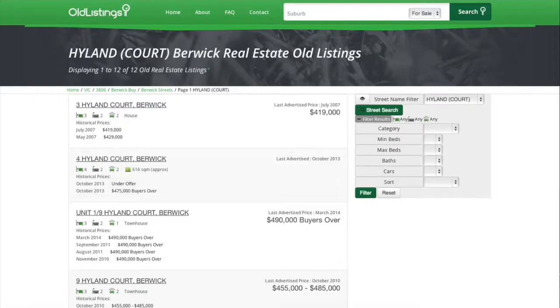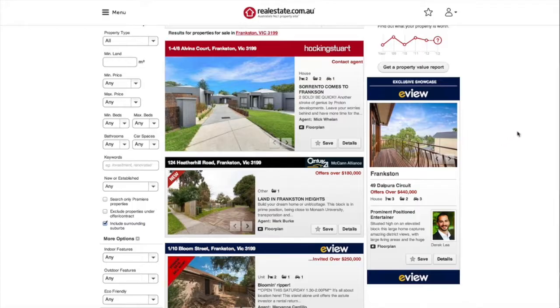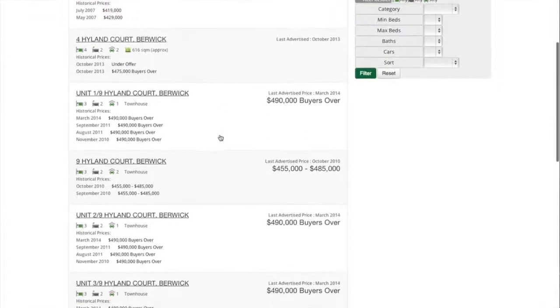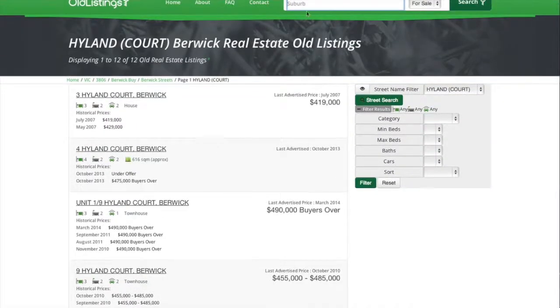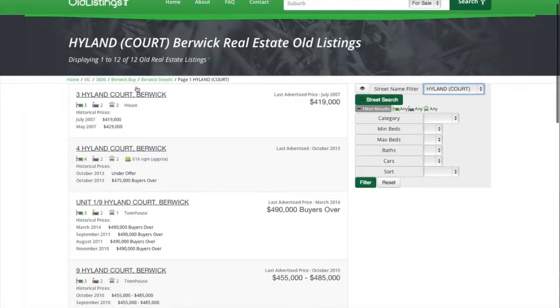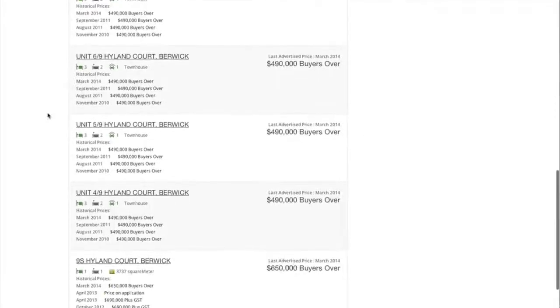Oldlistings.com.au is an excellent site. It helps me find out what happened in a particular street. I could put in the address or the suburb. For example, I found a property on Hayland Court in Berwick that I was looking at. It's got plans and permit for 7 townhouses. I put a street name filter and selected Hayland Court in Berwick, and it gave me the sale price of all the properties in Hayland Court.